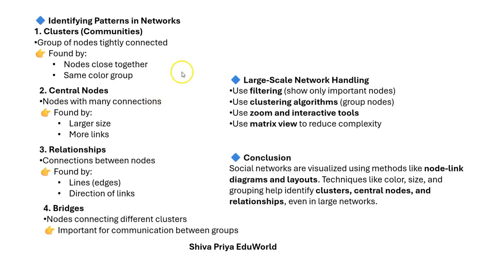And central nodes, nodes with many connections. A single node which has many connections, that is a central node. It is found by larger size. The central node size will usually be larger, and it has more links with other nodes.